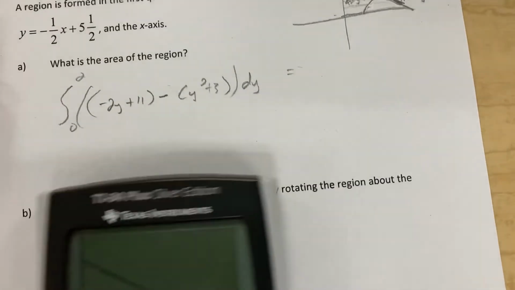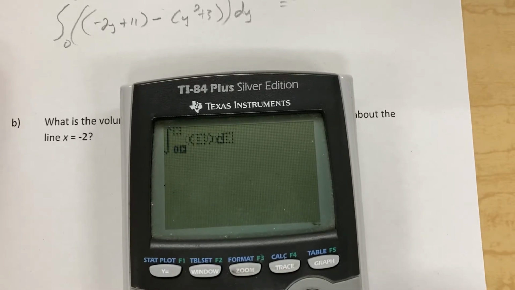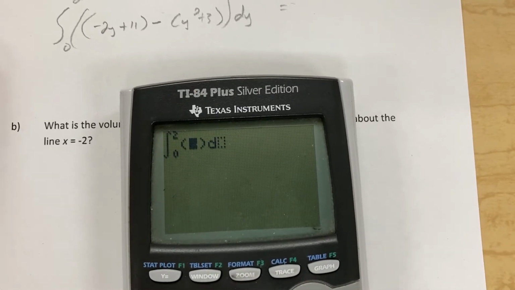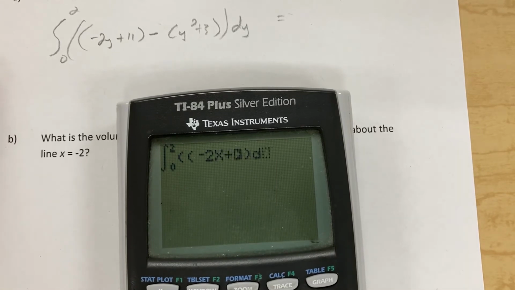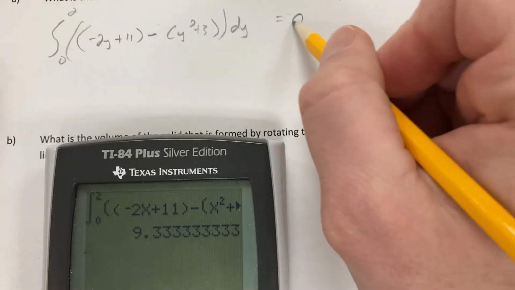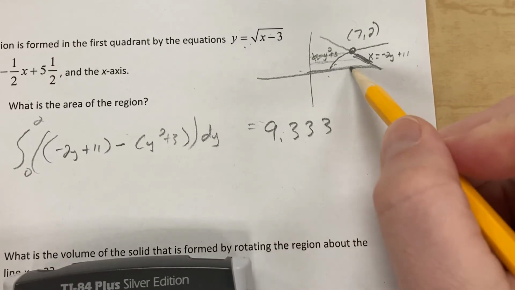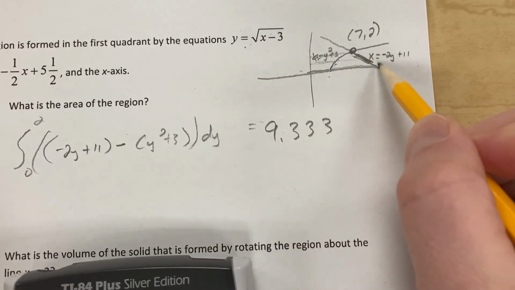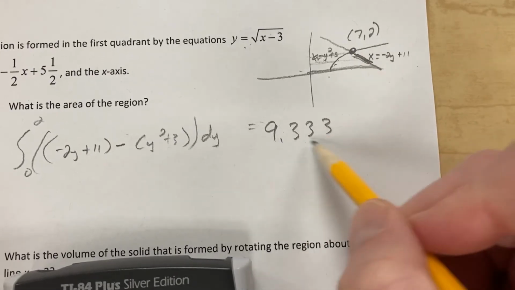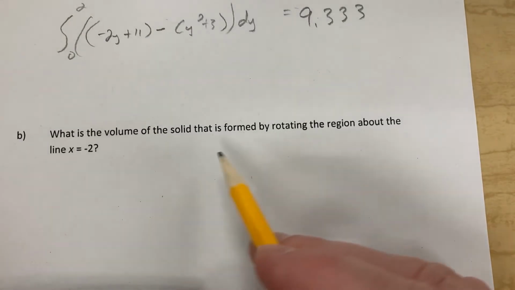On the calculator, I'm going to go math 9, 0 to 2, negative 2x plus 11 minus x squared plus 3 dx, enter. I get 9 1/3. And if you had gone from 3 to 7 under the square root and then 7 to 11 under the line and added those two together, you should get the exact same answer. But I knew what we were asking next, which is what's the volume if we rotate it around the line x equals negative 2?